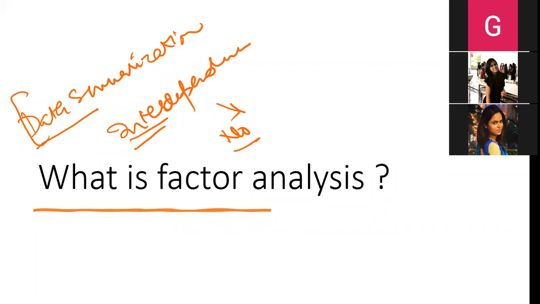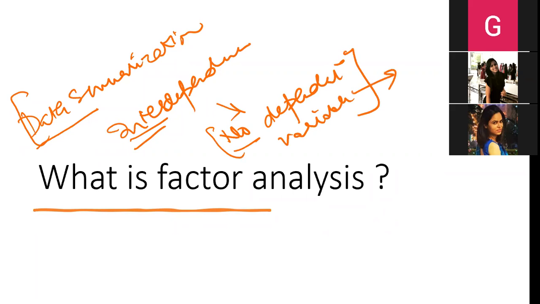Correlation is the assumption. Correlation is the main thing that has to happen. It's interdependent because there is no dependent variable, unlike regression, where you have a dependent variable and an independent variable, where you are checking the causality, the cause and effect.